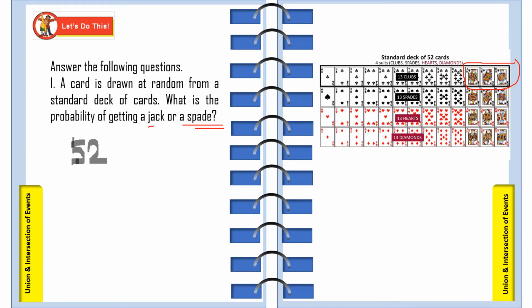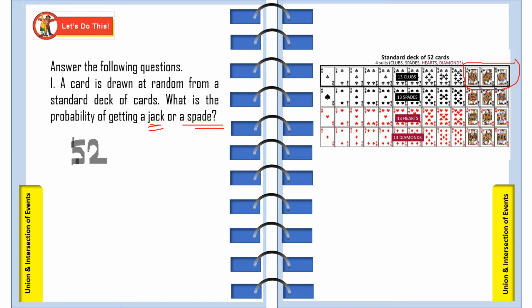Tapos, meron din tayo sa problem na yung jack. So, again, yung jack, yun yung una sa face cards. Yung parang number 11. So, face cards siya. Okay? So, yun yung letter J, jack. Okay, tapos yung Q, queen. And then yung K, yun yung king. Okay? So, all in all, kung titingnan natin, meron tayong apat na suits, clubs, spades, hearts, and diamonds. Tig-13 ang bawat suit, kaya meron tayong total of 52 cards.